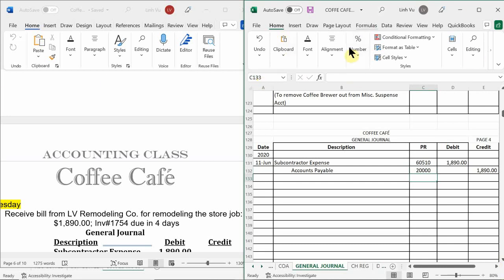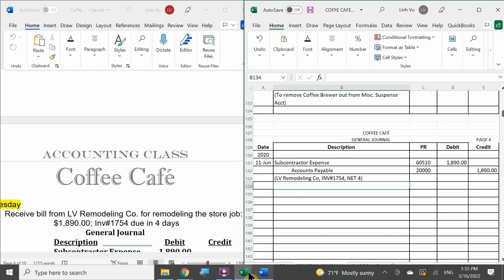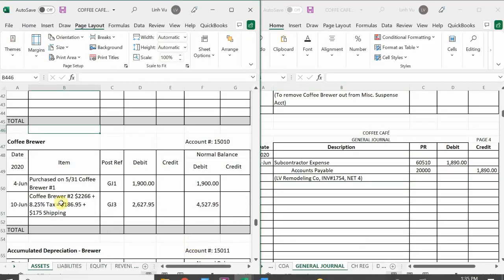So first off, who did we receive this bill from? LV Remodeling Company. That we were billed with invoice number 1754, and it is due in 4 days. So net 4. So let's go ahead and enter our numbers into our ledger so we can have our account balances.